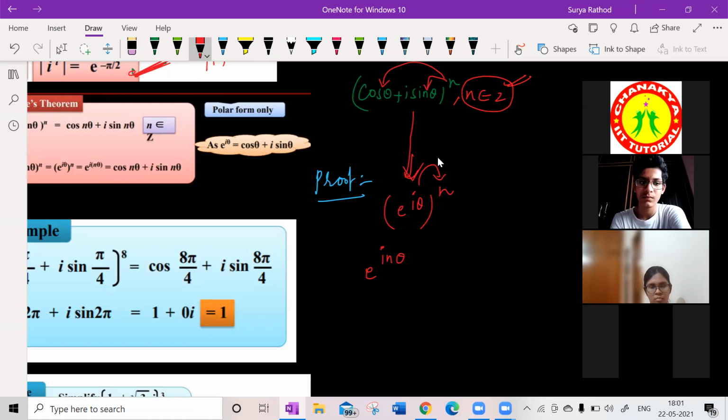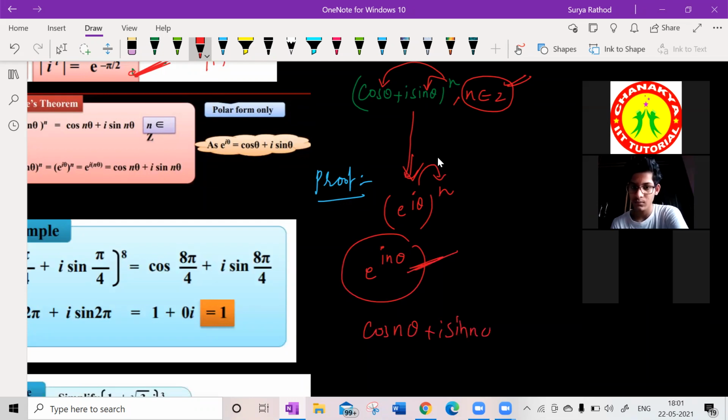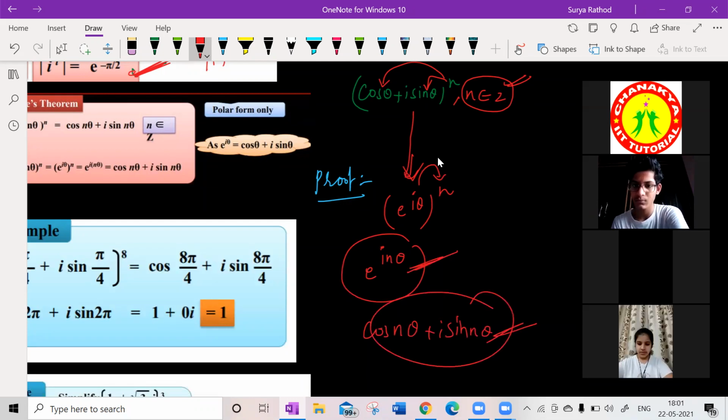So look at this now. Again, it is looking like the e power of i theta format. So how can I write it now? Simple guys: cos n theta plus i sin n theta. Yes or no? Can we write? Yes, sir, very good.